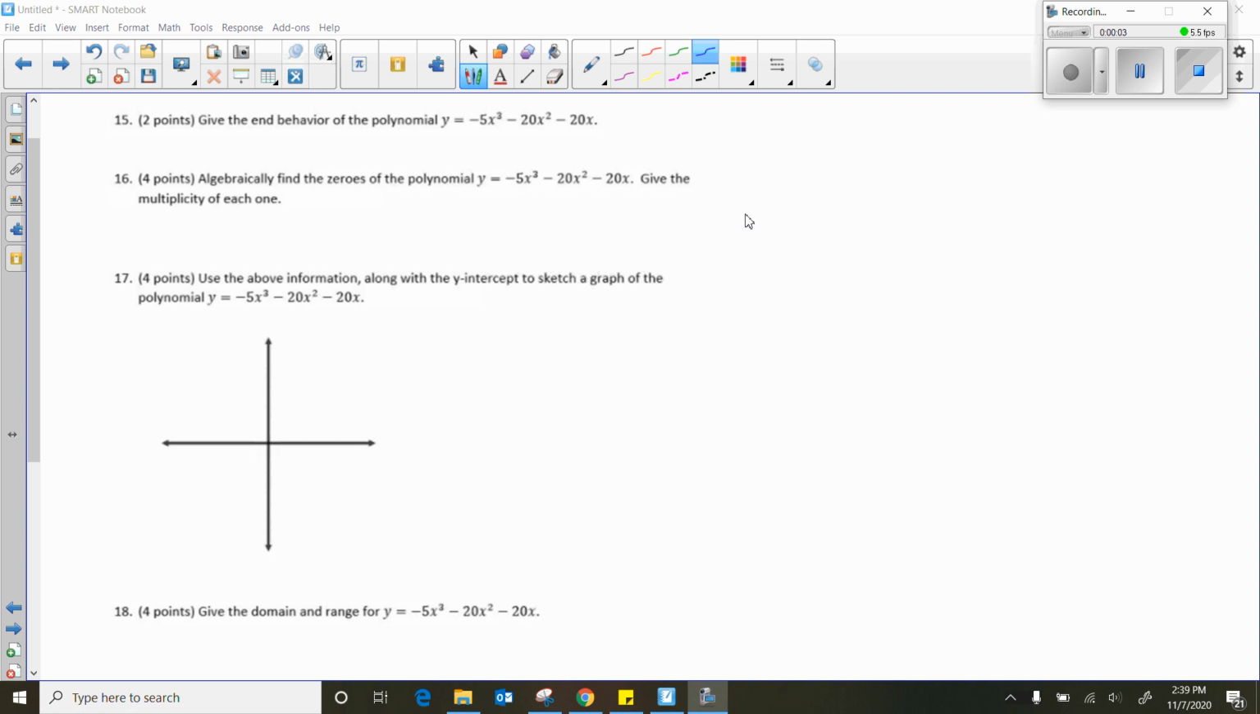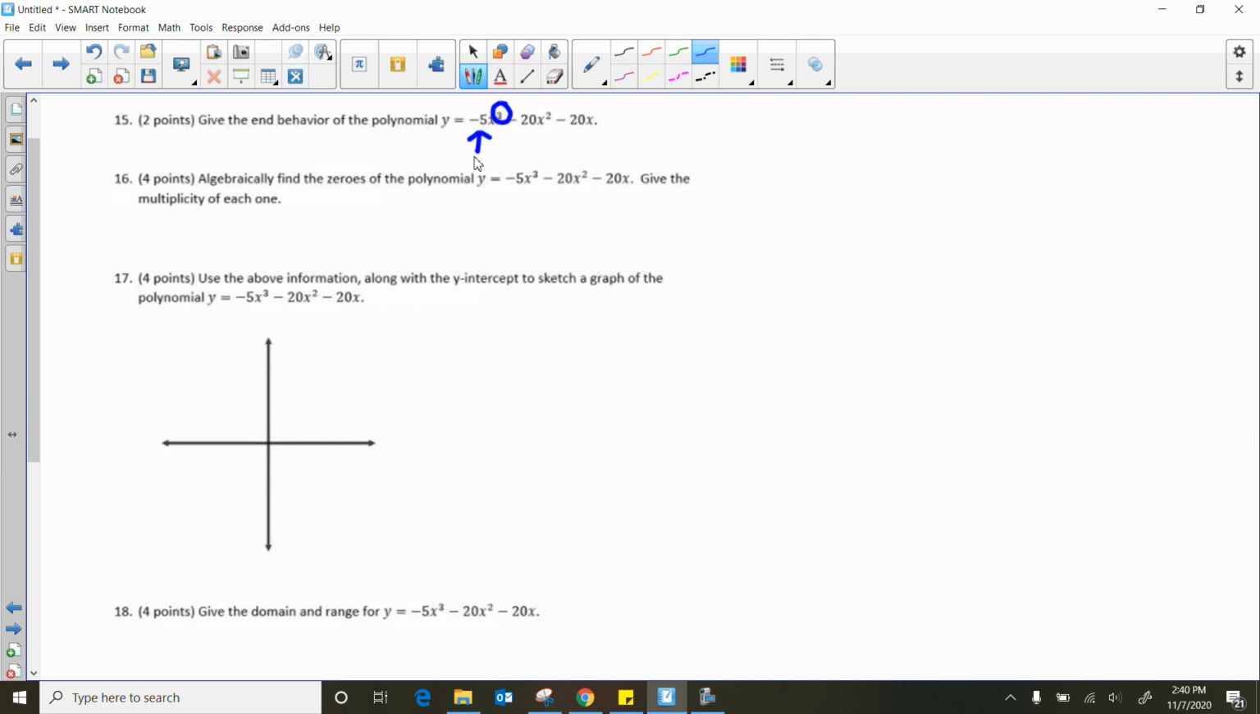Alright, when we're giving the end behavior on a polynomial, this was chapter 3 material, the end behavior is determined by two things. One of them is the degree, and one of them is the leading coefficient. If the degree of our polynomial is an odd number, we know that means our ends go in opposite directions.